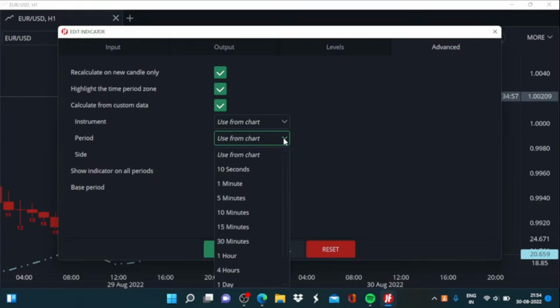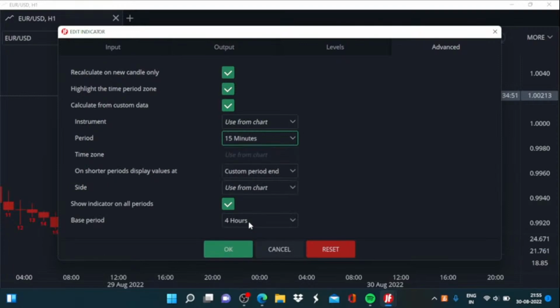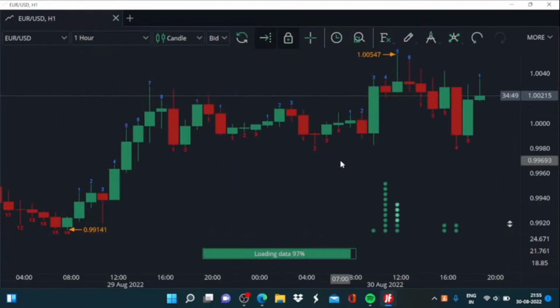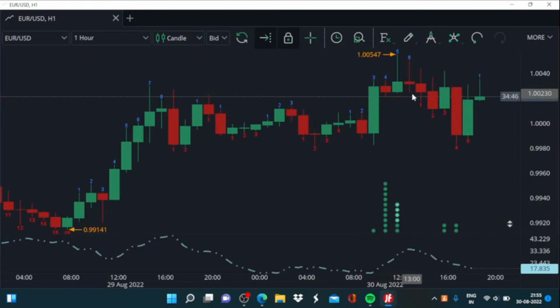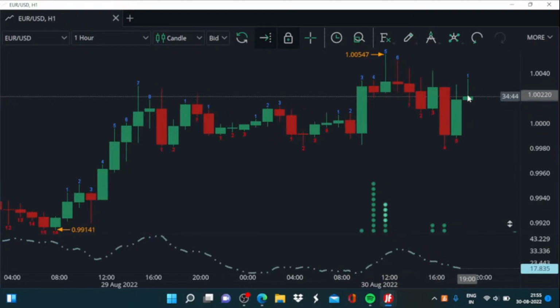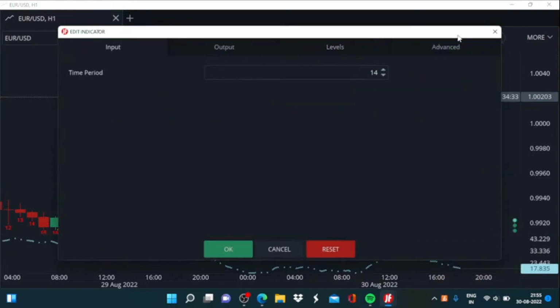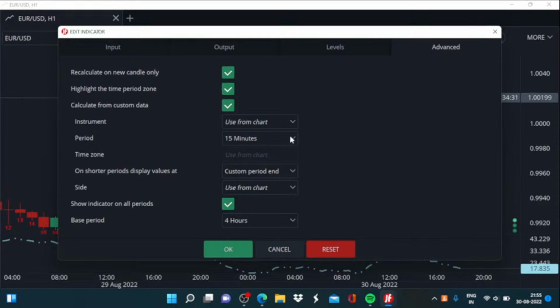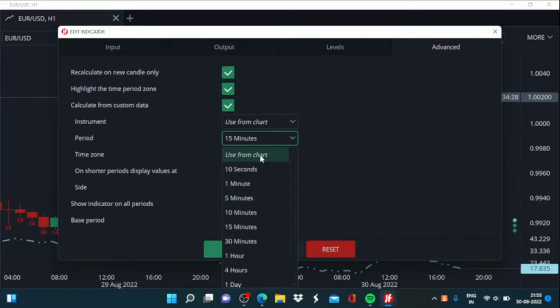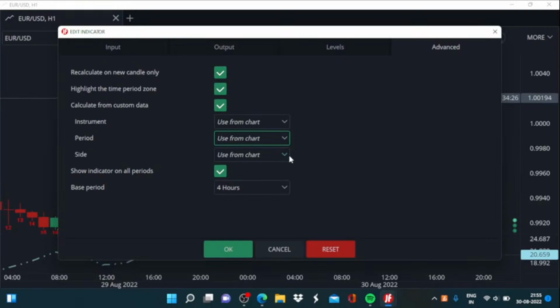based on that. But if you specify that it should be, say for example, as per only 15-minute candlesticks, then regardless of what the chart's candle formation is, even if it is hourly, this calculation will be done only from the 15-minute perspective. So that is one key point to keep in mind while customizing this indicator. Now I will restore it back to use from the chart. The ask or bid, it can be specified or it can be simply used from the chart.